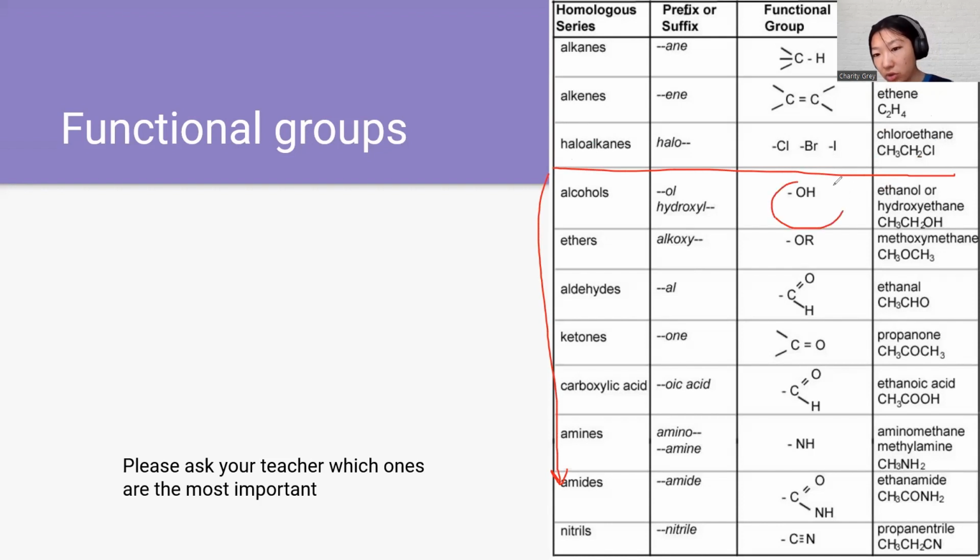So we have our alcohol group, our ether group, our aldehyde groups, our ketone groups, our carboxylic acid group, amines, amides, and nitriles. Please ask your teachers which ones you need to know, depending on your form and depending on what you're being tested on, you'll need to know different ones. I would suggest you know alcohols, and I would also suggest you know carboxylic acids. If you don't know what you need to know, you should know alcohols and you should know carboxylic acids. These are your most important ones. If your teacher tells you you also need other ones, please remember them as well.